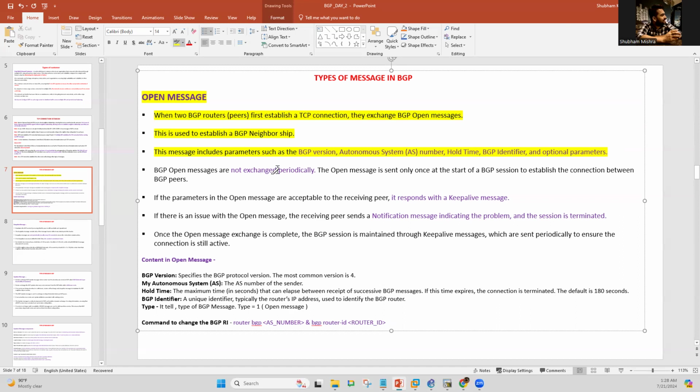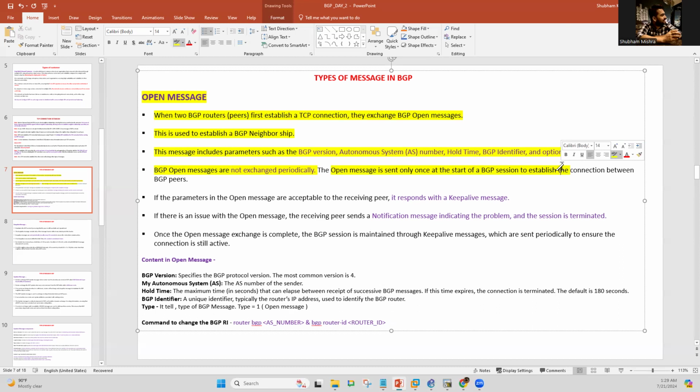Open messages. Are you getting my point, everyone? Yes or no? Yes. Open messages are not exchanged periodically. I already told you, routers never exchange open messages periodically. The open message is sent only one time at the start of the BGP session, when the router starts the BGP session. It means when you configure BGP.